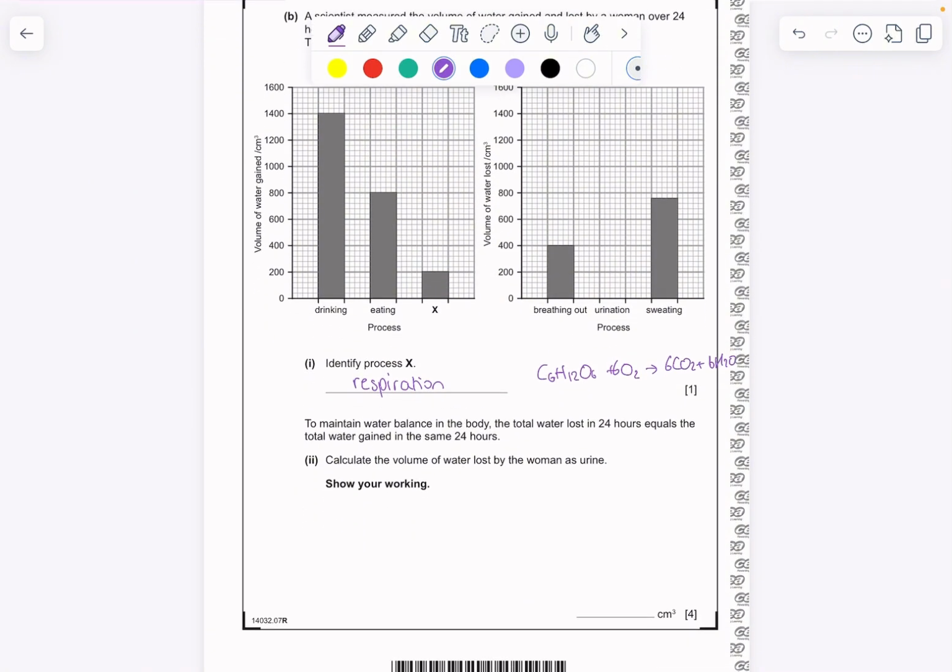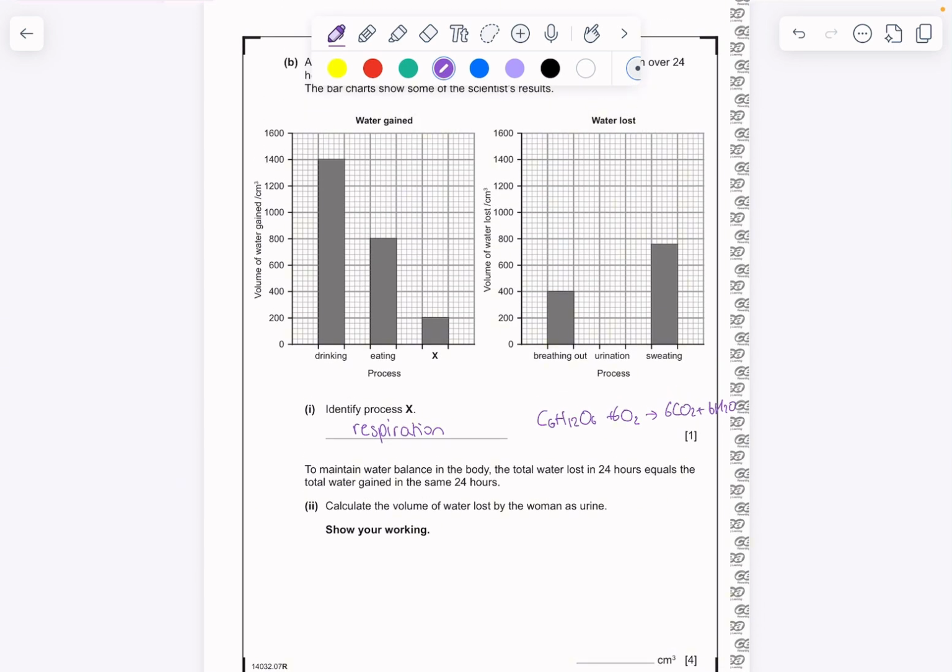To maintain water balance in the body, the total water loss in 24 hours equals the total water gain in the same 24 hours. Calculate the volume of water lost by the woman as urine. We look at the bar chart at the top and start to work it out. First, we work out how much water she has gained. You've got 1400 from drinking, 800 from eating, and as we know, X stands for respiration, and there's 200 here. You add that up, it gives you 2400.